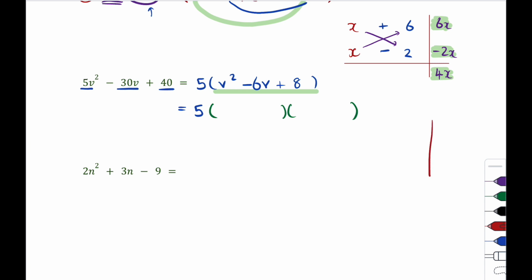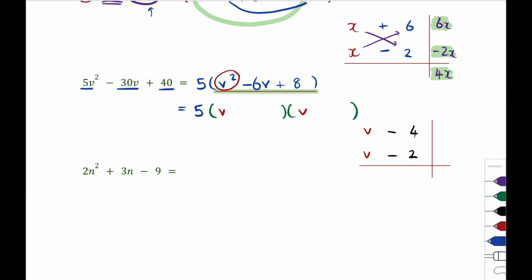So let's use our diagram to check. I'm just dealing with what is inside here. That is all I'm dealing with. So v squared comes from v times v. That would go here. And then I need the factors of 8. They both have to have the same sign in order to get a positive 8 out. Well, the factors of 8 are 8 and 1, and 2 and 4. So the only way I would be able to get negative 6 is if I had 4 and 2, where both of them are negative.